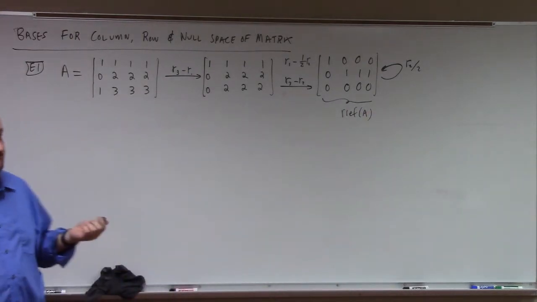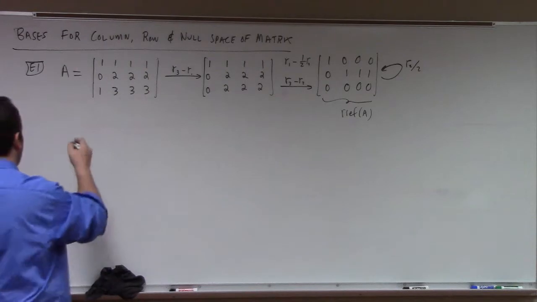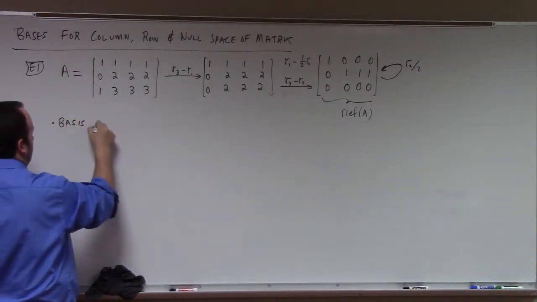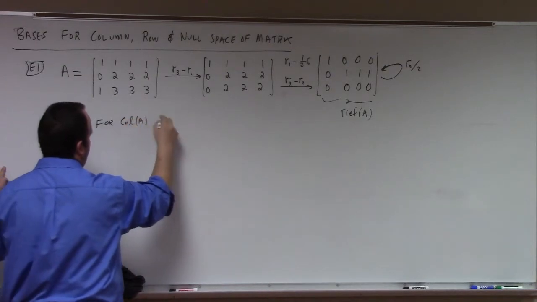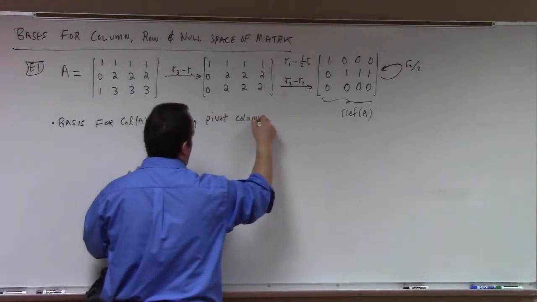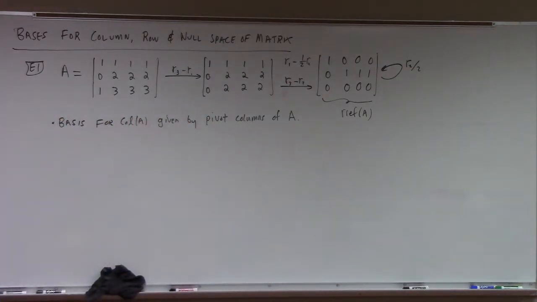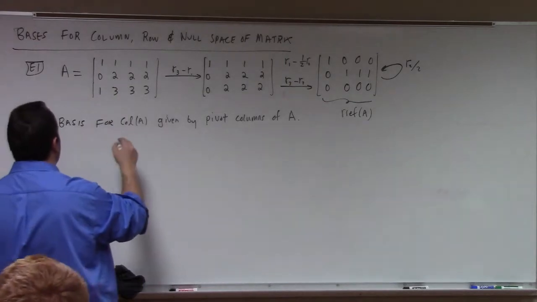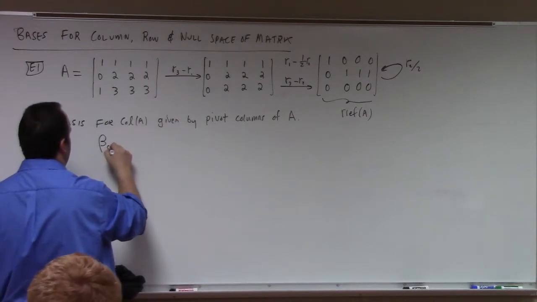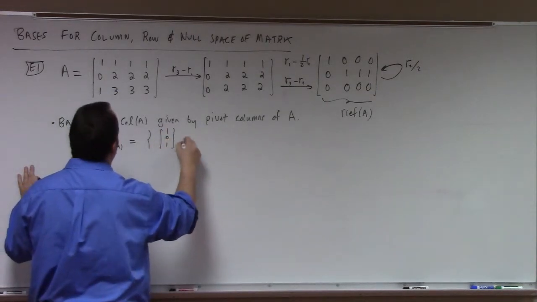What does this tell me? It tells me a basis, for one thing, for the column space. The basis for the column space of A is given by the pivot columns of A, not the reduced row echelon form of A. Those will always be e1, e2, e3, which may or may not be relevant. But here, for the basis for the column space of A, I would use 1, 0, 1 and 1, 2, 3.